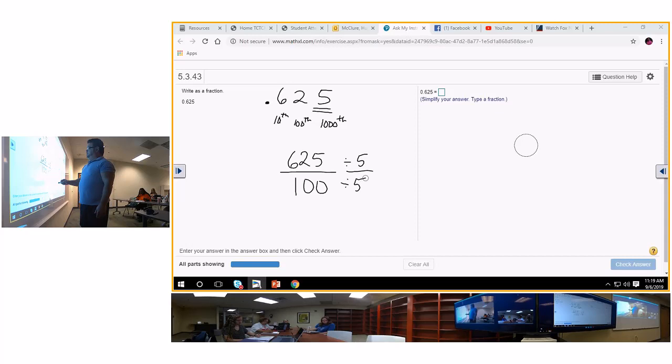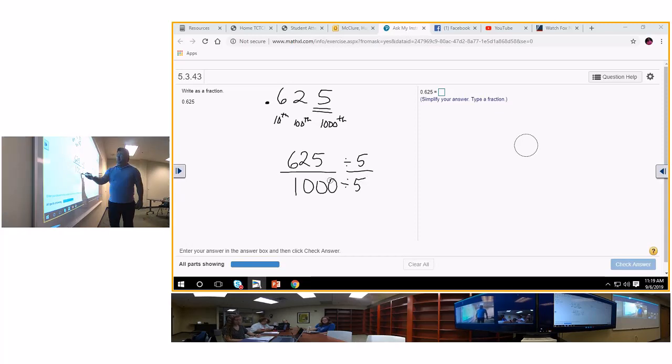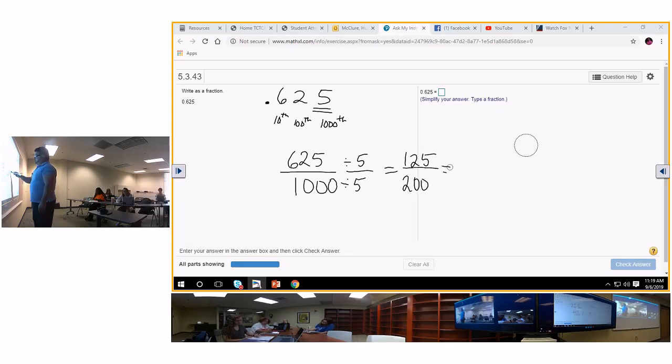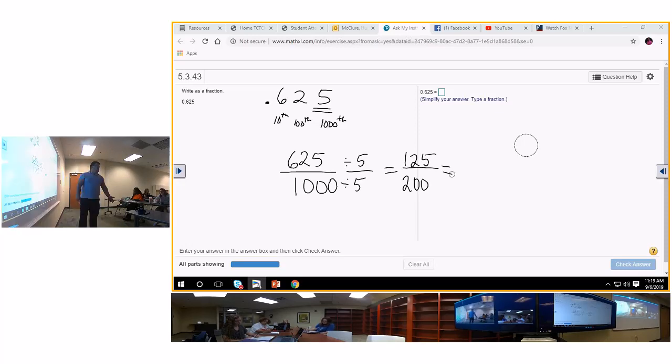Or put over 100 or 1,000? Sorry, 1,000. Okay, so that'll be 125 over, how many times will 5 go into 1,000? 200. Now, how many quarters are in $1.25? 5. And how many quarters are in $2? 8. So 5/8 is your answer.